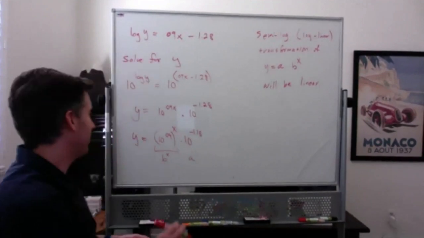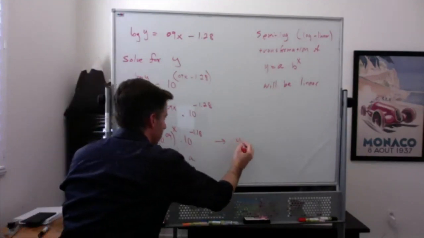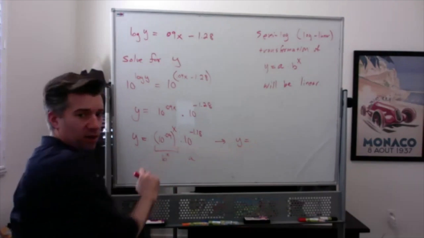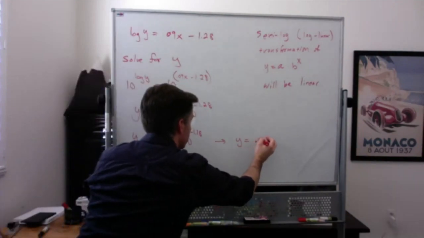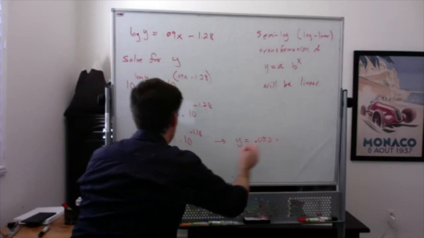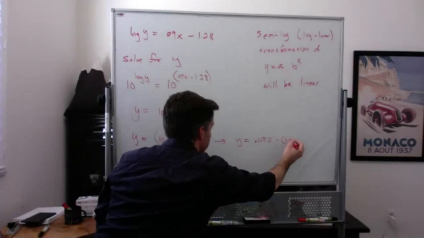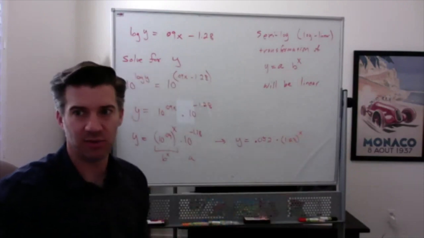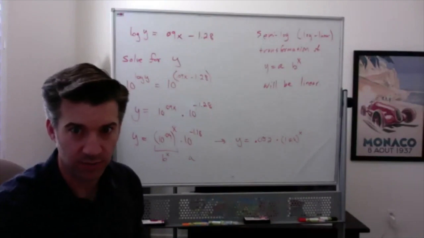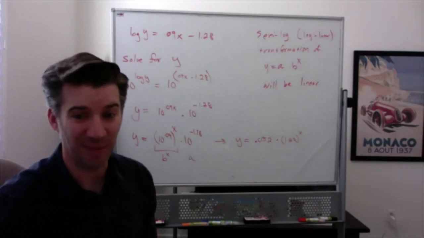If we simplify these, y is approximately equal to 0.052, which is this number here, times 1.23 to the x, where 10 to the 0.09 is about 1.23. So now it looks more like your typical exponential function. That's what we often do with these to make them look like what we expect them to look like.